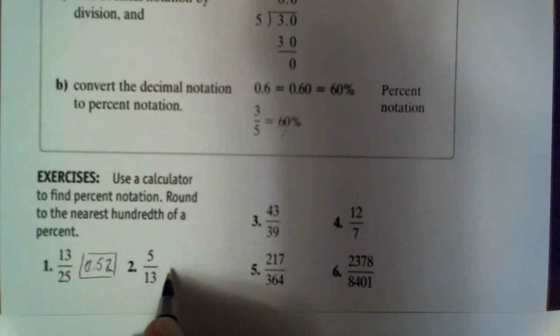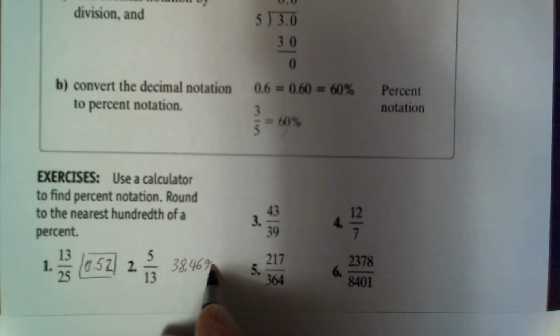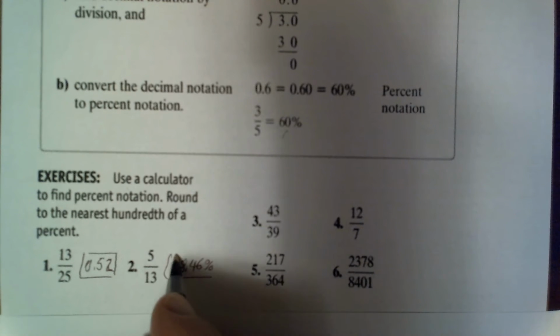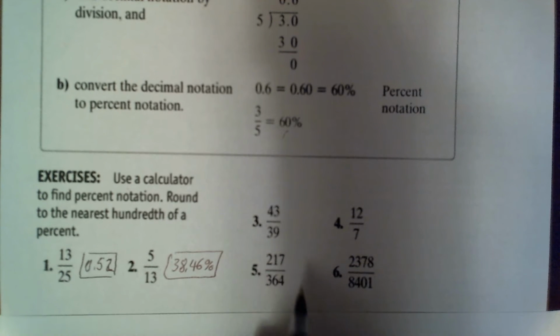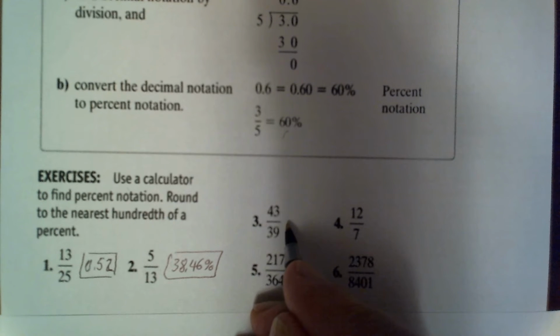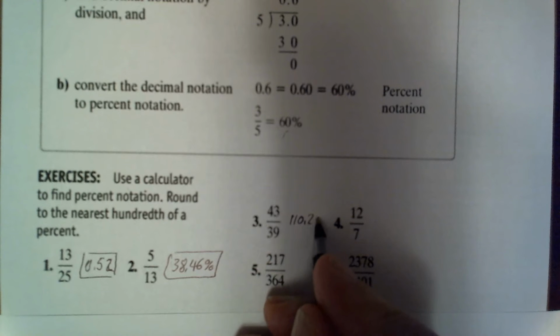And we do all the other exercises the same way. We simply divide 5 by 13. When we round to the nearest hundredth, that is equal to 38.46%. And 43 divided by 39 is 110.26%.